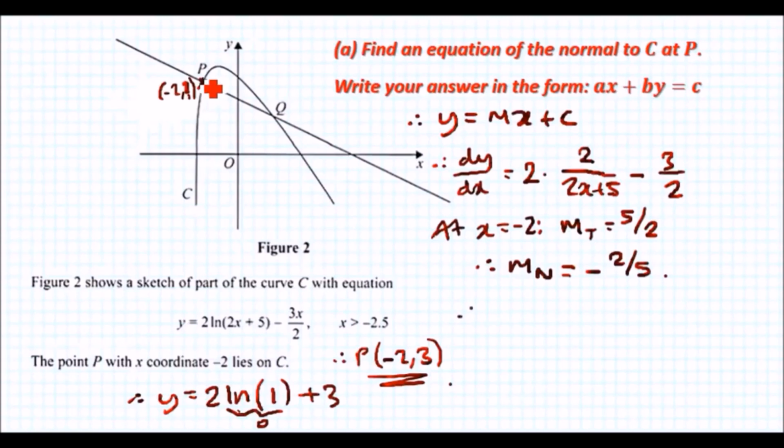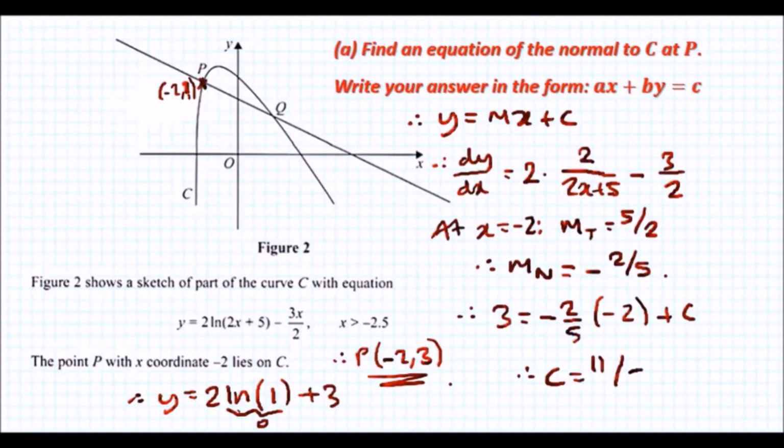Plugging in all the coordinates, you plug in 3 for y, so you get 3 equals m, the negative gradient, which is -2 over 5, times x, which is -2, plus c. Now solving for c, what should we get? This becomes plus 4 over 5, so it'll be 3 take away 4 over 5, and this should give us a c value of 11 over 5. All right, cool, we're almost there.